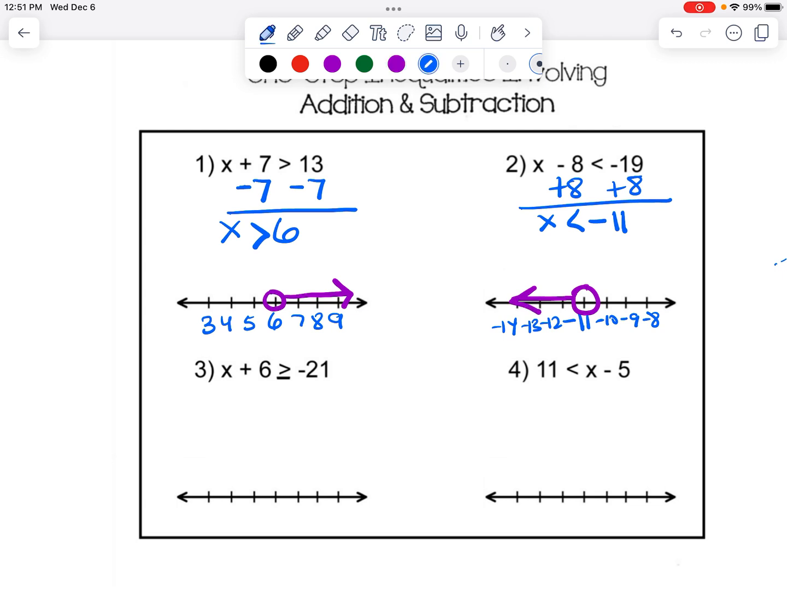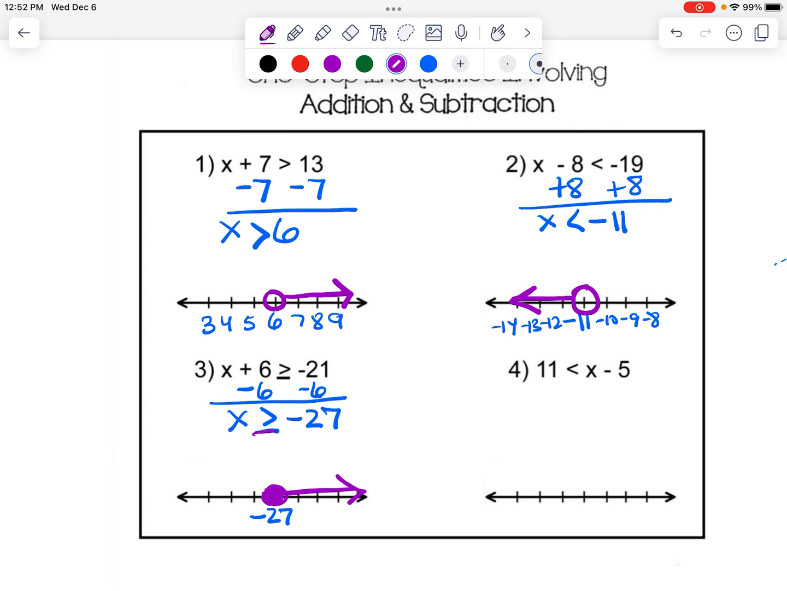For example number 3, I have x plus 6 is greater than or equal to negative 21. The opposite of adding 6 is subtracting 6. Bring down my x. 6 minus 6 is 0. Keep my symbol. Negative 21 minus 6 is negative 27. So I need to have a negative 27 here on my number line. And this time I'm going to do a closed circle on the negative 27 because I have this line underneath my inequality, which means that it's all the numbers that are greater than or equal to negative 27. So since it includes negative 27, I'm shading it in, and all the numbers greater than negative 27 are to the right.